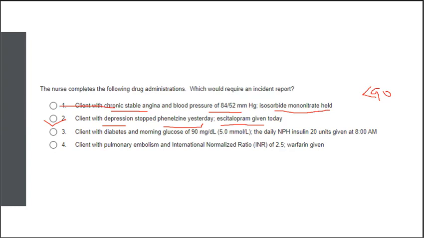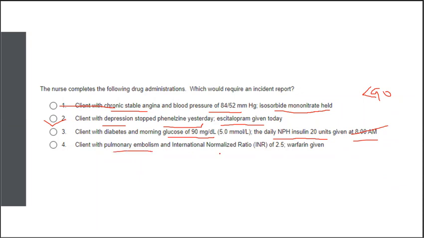Well, like I mentioned, let's just go through number 3. A client with diabetes and a morning glucose of 90 milligrams per dL, the daily NPH insulin 20 units given at 8 a.m. Again, insulin is given to control diabetes, and a normal fasting glucose level of 70 to 99 indicates that the dosing is correct and should be given to continue the control of blood glucose. So this would not require an incident report.